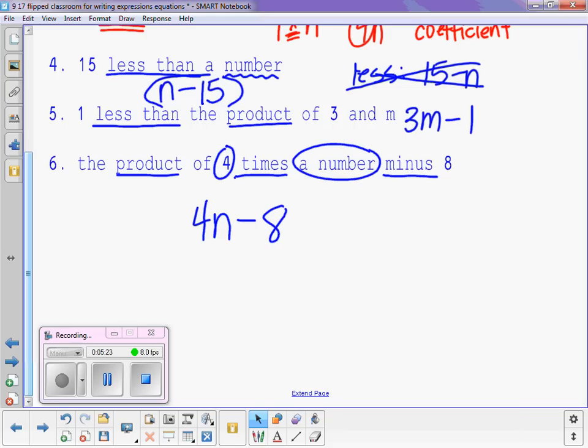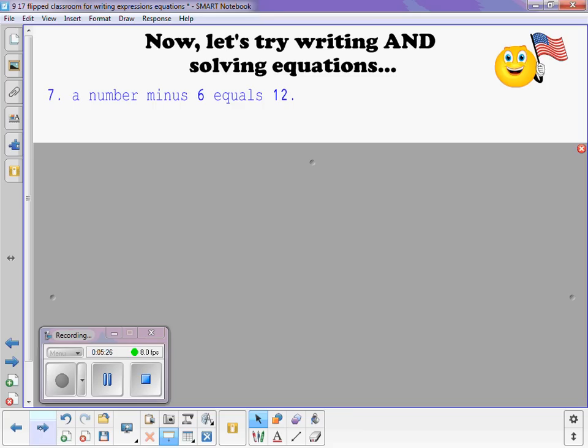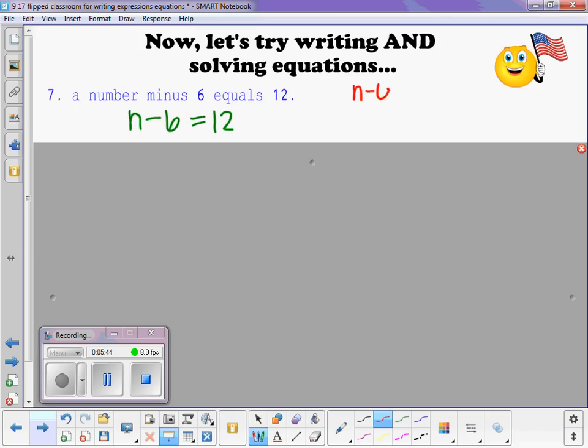All right, now let's look at some equations. And we're going to use our skills that we learned today to solve these equations after we write them. So write down number 7. A number minus 6 equals 12. So our equation would look like this. N minus 6 equals 12. And then I'm going to go over here off to the side and solve it. N minus 6 equals 12.